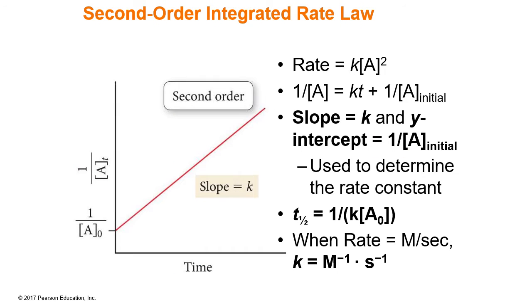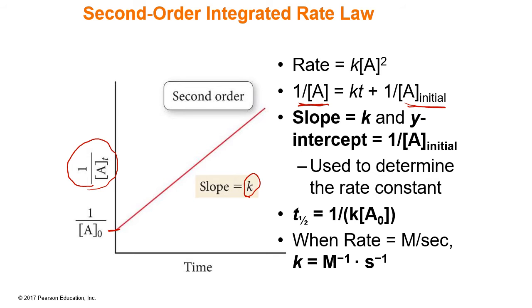If we look at the second order integrated rate law, where the rate is equal to the rate constant times the concentration squared, and we integrate it, we end up with an equation that says 1 over the concentration of A at any time is equal to kt plus 1 over the initial concentration. If we plot 1 over the concentration versus time, we get a positive slope that is equal to our rate constant and an intercept that is equal to 1 over our initial concentration. You'll see it written with a little 0 showing that it's the initial concentration. This can be helpful to find the rate constant for a second order reaction.